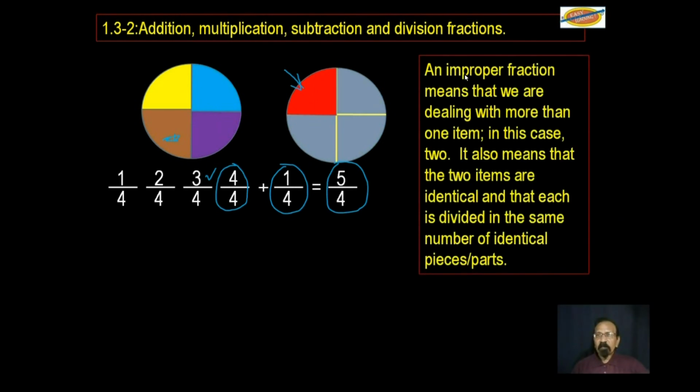So an improper fraction means that we are dealing with more than one item. In this case, 2 cakes. It also means that the 2 items are identical to each other and that each is divided in the same number of identical pieces or parts.